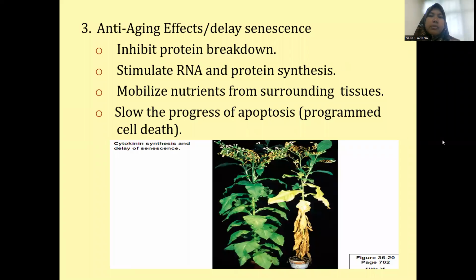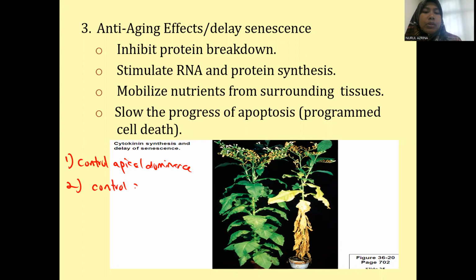Okay, Assalamualaikum warahmatullahi wabarakatuh. All right, so this video will continue our lesson related to the function of plant hormones. Remember, previously we have discussed two functions of cytokinin: the first one is to control apical dominance, and number two, to control cell division and also cell differentiation.